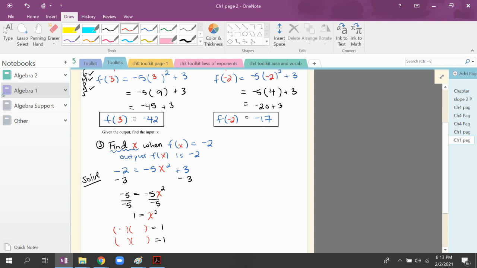So we're going to say 1 times 1 equals 1. But also negative 1 times negative 1 equals 1. So we really get 2 solutions here. X is 1, and x is negative 1. 2 different solutions.